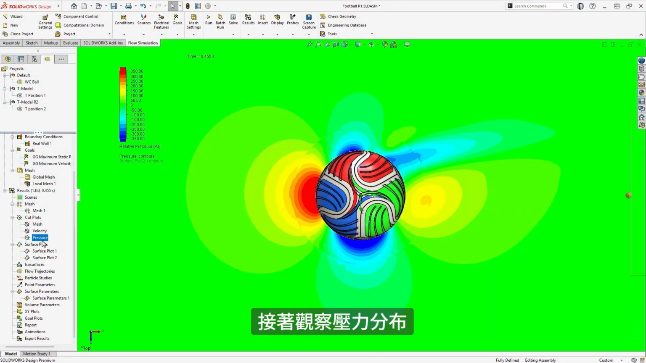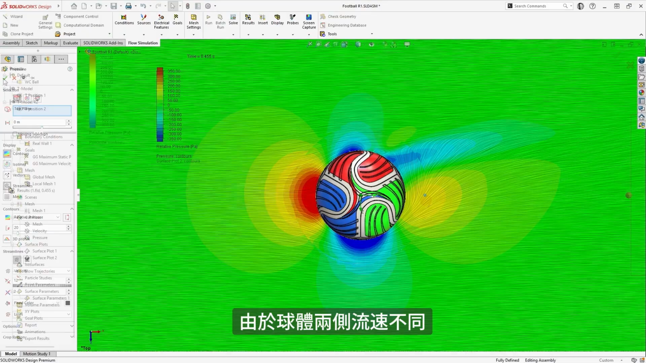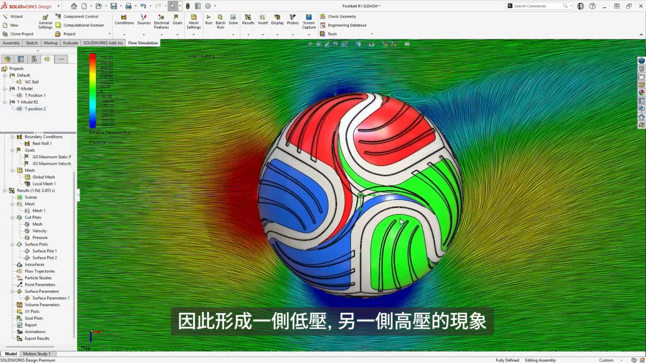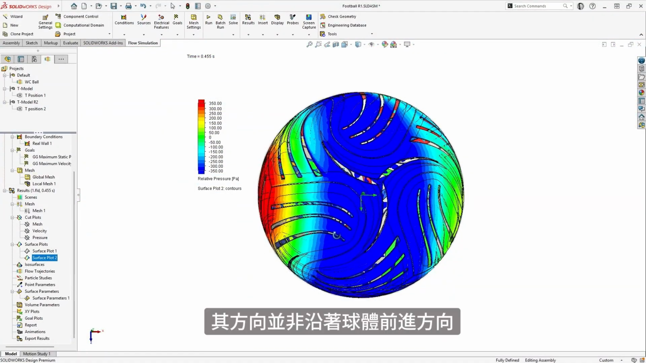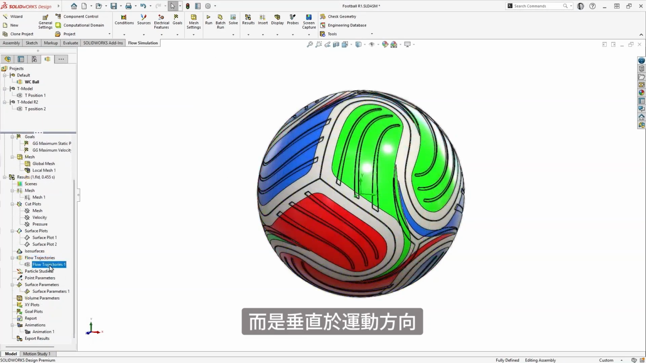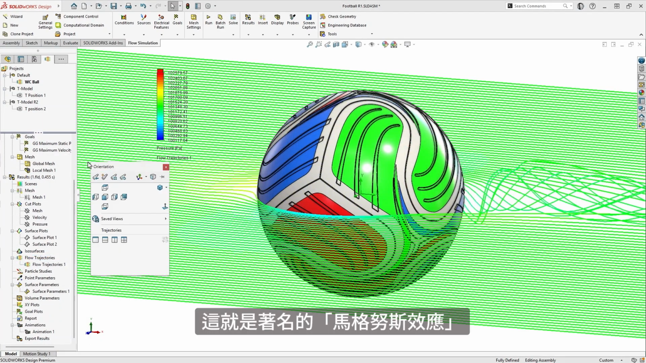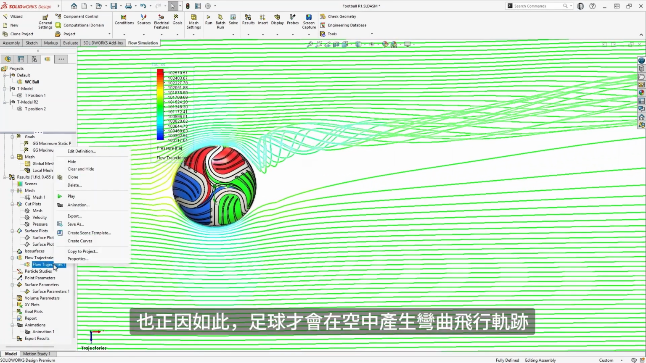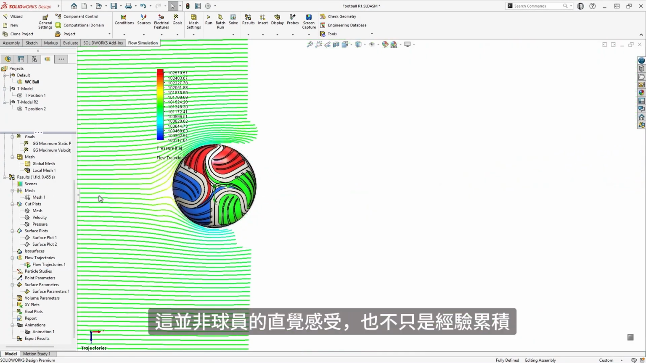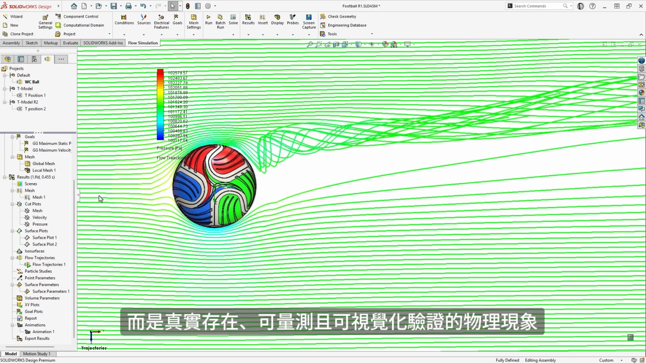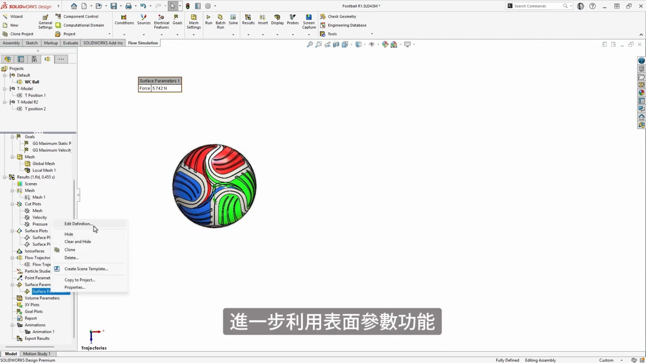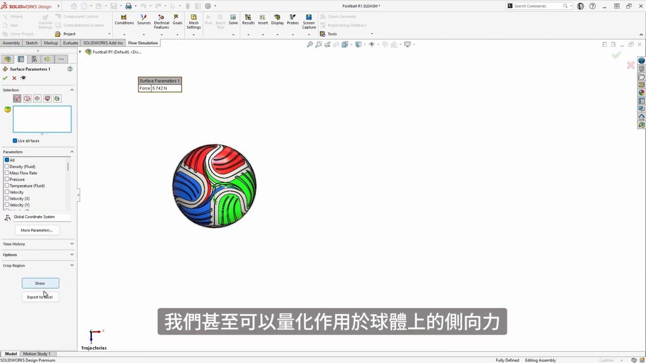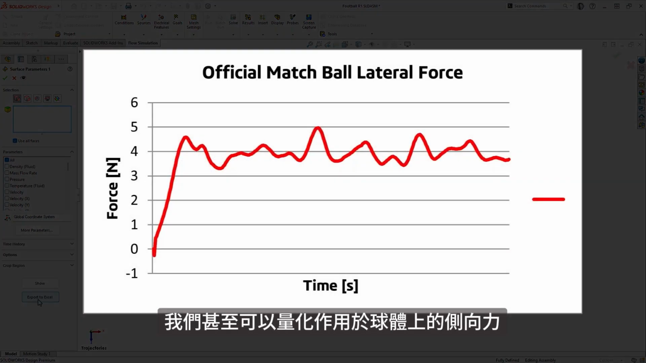Now let's look at pressure. We can see lower pressure on one side, higher on the other from the change in air velocity occurring around the ball. That imbalance generates a force, not aligned with the motion, but perpendicular to it. This is called the Magnus effect. That's why the ball curves. Not a gut instinct, not personal experience, actual physics, measured and visualized with flow simulation. I can take this further. Using surface parameters, I can calculate the exact lateral force acting on the ball in flight. We're looking at the swerve quantified.